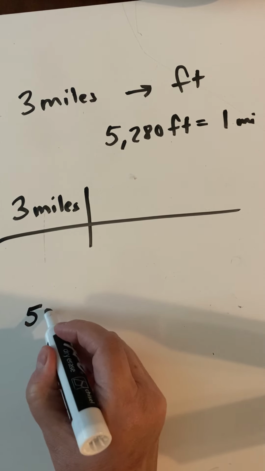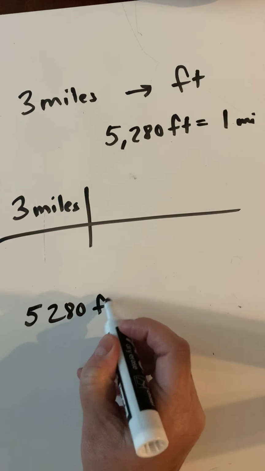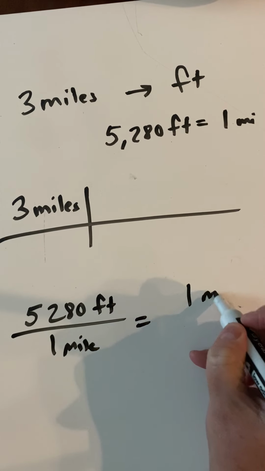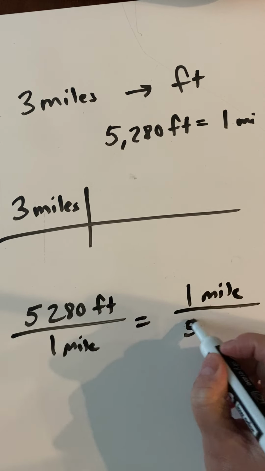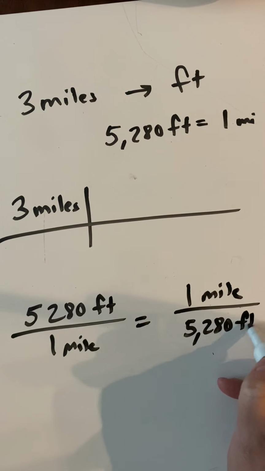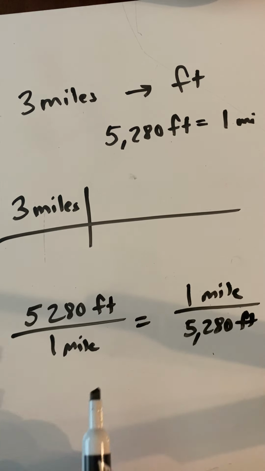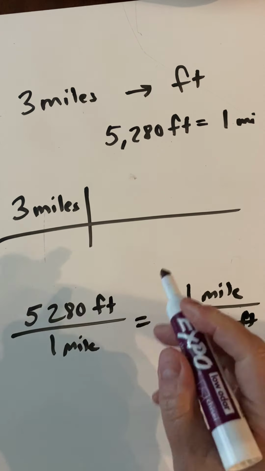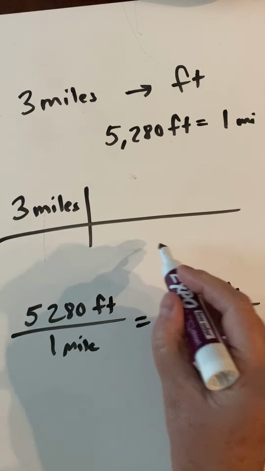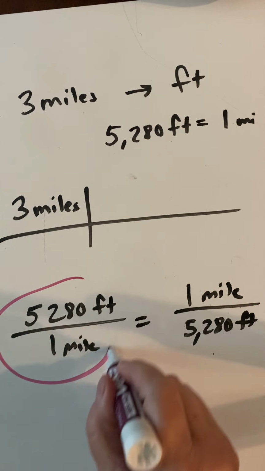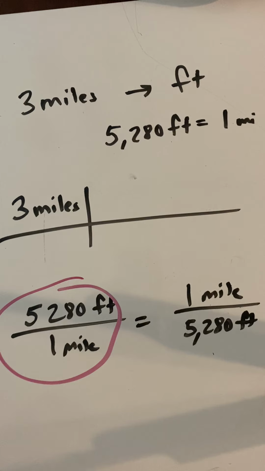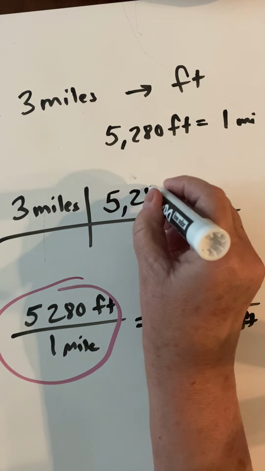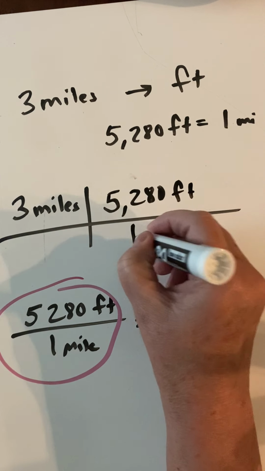And I know one thing. I know that there are 5,280 feet in 1 mile, but this is also true: 1 mile is equal to 5,280 feet. So I've got these 2 facts, these 2 conversions, and I'm going to use the one where miles will be on the bottom, because then I can cancel out. This one has miles on the bottom, and so I'm going to put up here 5,280 feet in 1 mile.